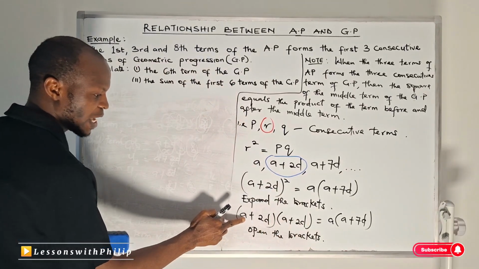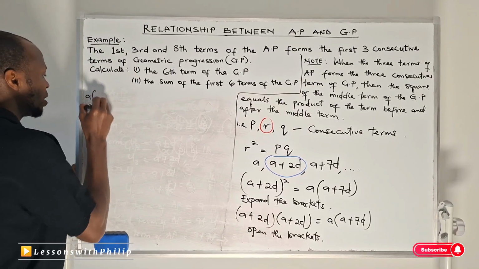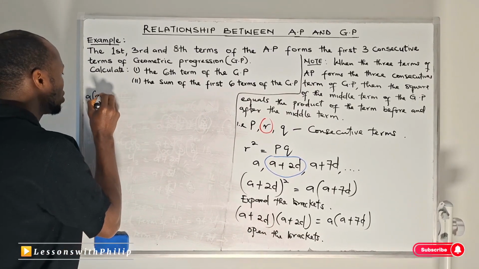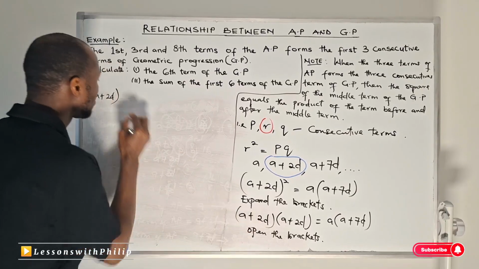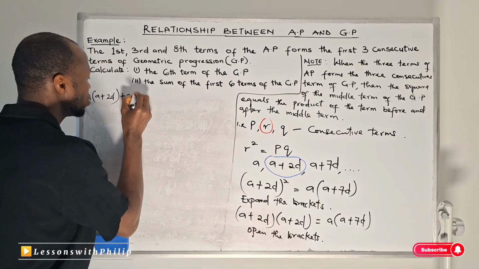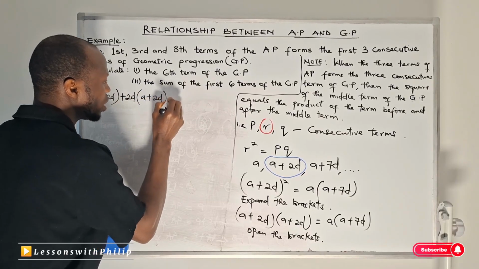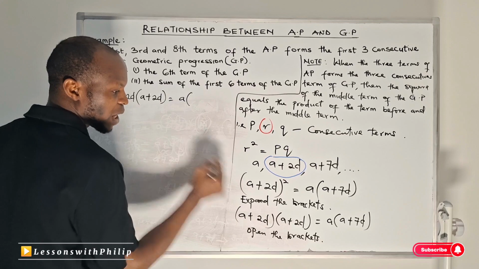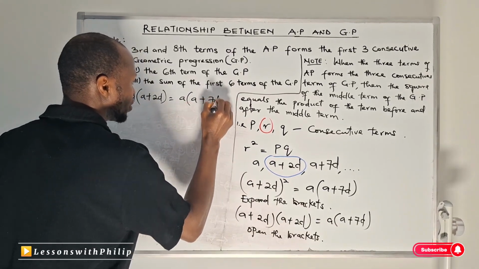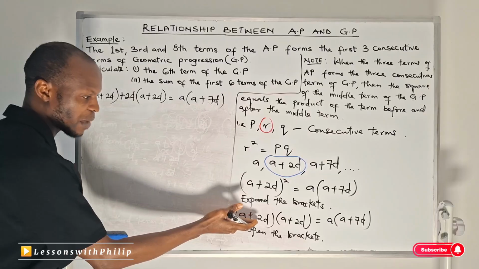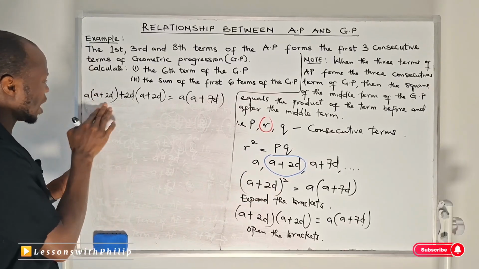that shows that this A will multiply through this bracket. So I have A into bracket A plus 2D, plus 2D multiplied by A plus 2D equals A multiplied by A plus 7D, okay? That's just the common mathematics. I'm trying to expand this bracket. Now, let me open this bracket.